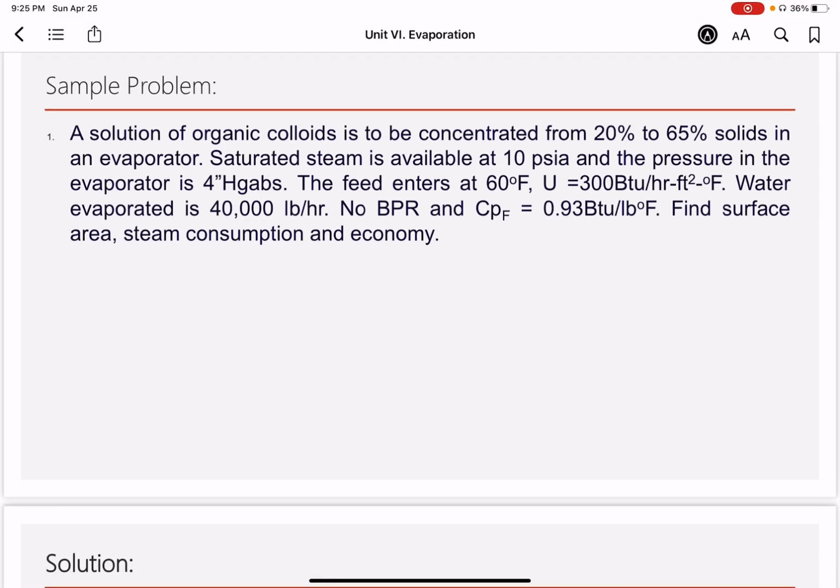Now let's solve one simple problem for a single effect evaporator. So the problem states that a solution of organic colloids is to be concentrated from 20% to 65% solid in an evaporator. Saturated steam is available at 10 psia and the pressure in the evaporator is 4 inches mercury absolute. The feed enters at 60 degrees F. U is given as 300 BTU per hour feet square degrees F. The water evaporated amounts to 40,000 pound per hour. No BPR and given the CPF. Let's find first surface area, second steam consumption, and third is economy.